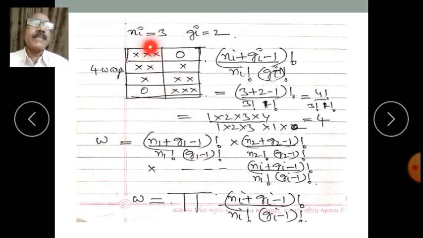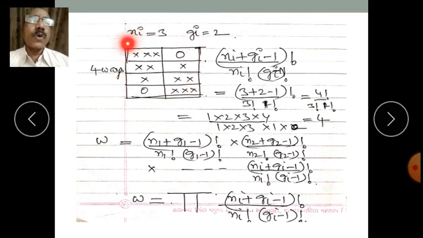So we can arrange them in 4 different ways because they are identical and indistinguishable, like 3 particles in the first compartment, 0 particles in the second compartment; 2 particles in the first compartment, 1 particle in the second compartment; 1 particle in the first compartment, 2 particles in the second compartment; 0 particles in the first compartment, 3 particles in the second. So for Ni equal to 3 and Gi equal to 2, there are 4 microstates.